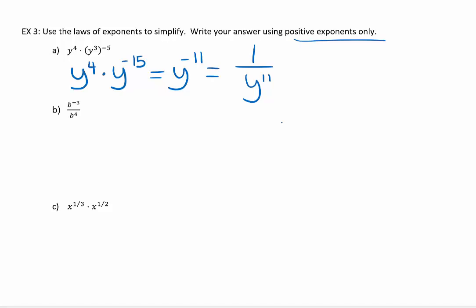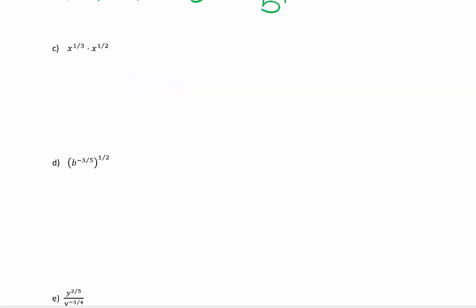Example B has a quotient, b to the negative 3 over b to the 4th. The quotient rule says we subtract the exponents. Negative 3 minus 4 is negative 7. And b to the negative 7 is 1 over b to the 7th.